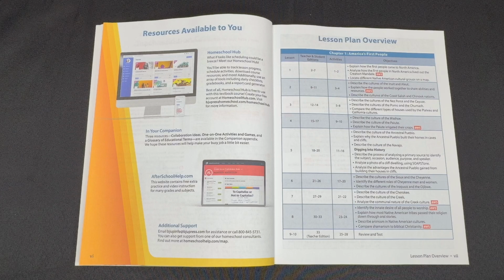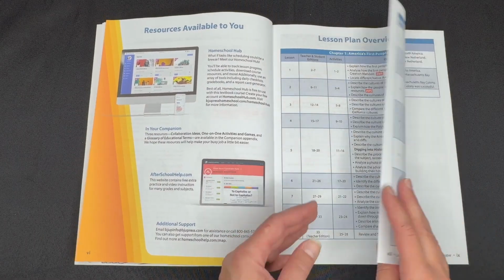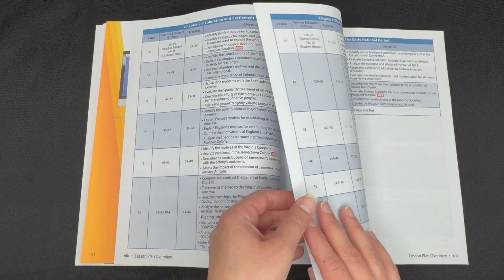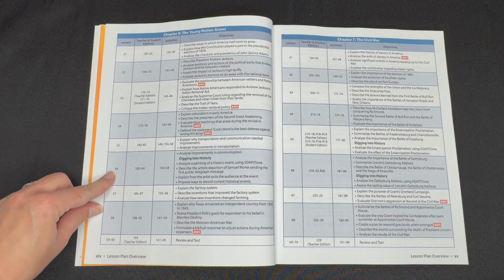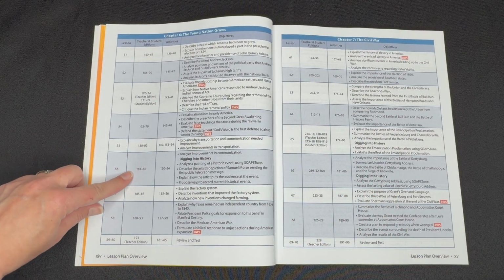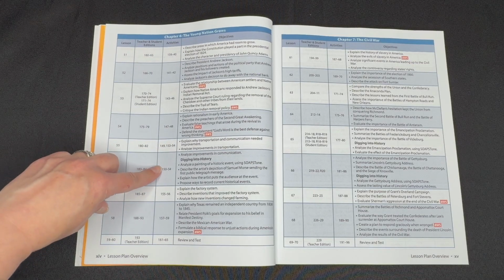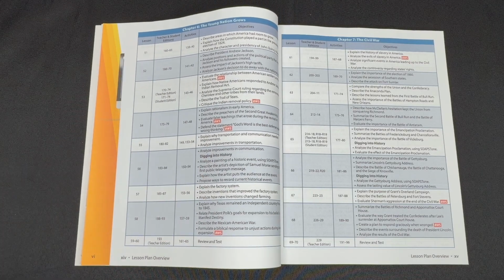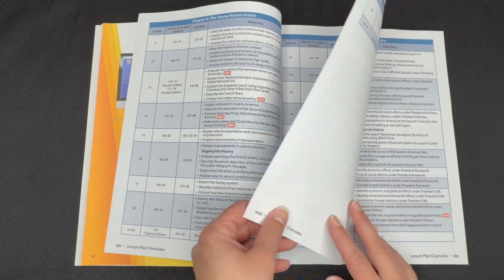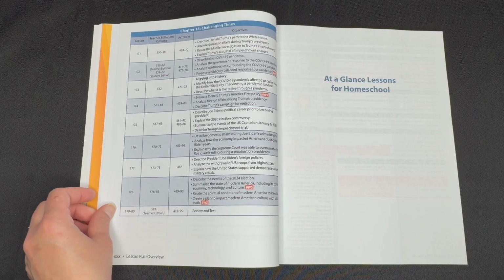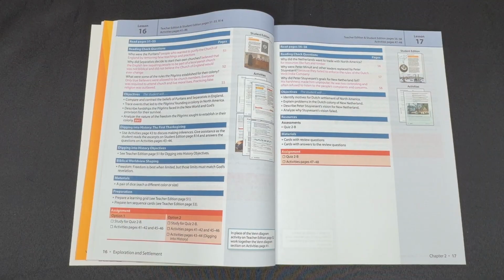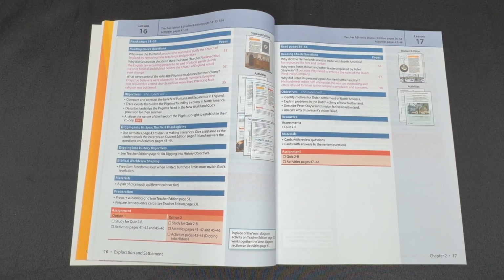The Teacher Edition Companion does not cover 2 books like the regular Teacher's Edition does. It is 1 book, and all of your lesson plans will be in the front for each chapter. You'll have your lesson number, the teacher and student edition pages, the activity pages, and the objectives for the lesson. Let's take a look at lesson 17.